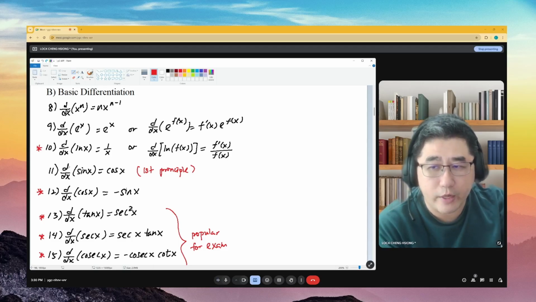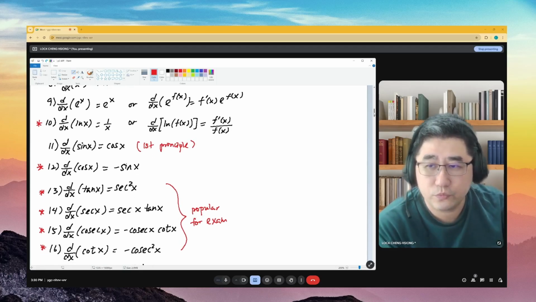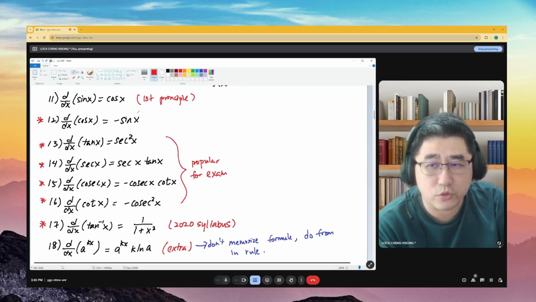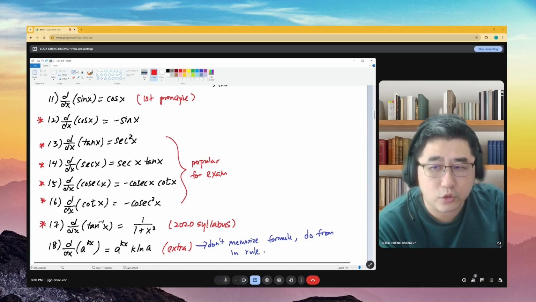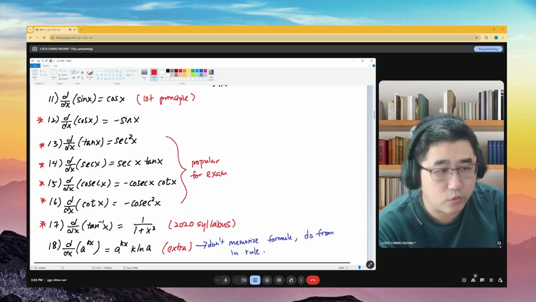Number 11, the differentiation of sin x goes to cos x. Number 12, the differentiation of cos x goes to negative sin x. Number 13, the differentiation of tan x goes to sec squared x. Number 14, the differentiation of sec x goes to sec x tan x. Number 15, the differentiation of cosec x goes to negative cosec x cot x. Number 16, the differentiation of cot x goes to negative cosec squared x. And number 17, the differentiation of arctan x equals 1 over 1 plus x squared. This will be the 2020 syllabus.